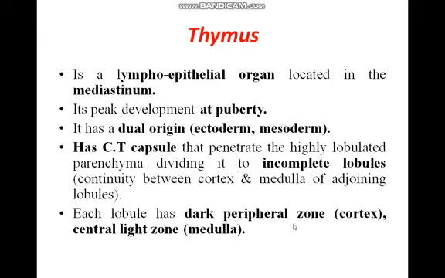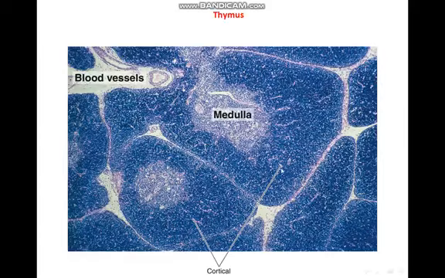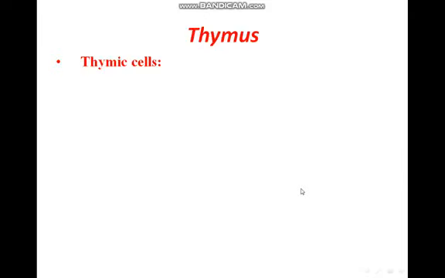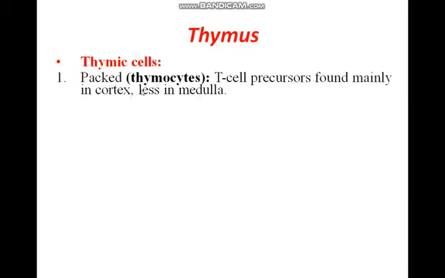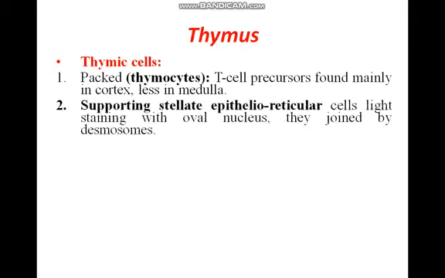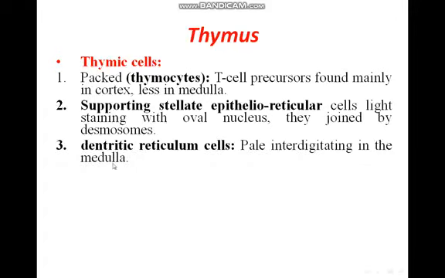Each lobe has a peripheral dark zone called the cortex and a central light area called the medulla. In this section, we can see the lobulation of the thymus tissue, and here we have the cortical region, the cortex, a dense region, and a lighter stained area, the medulla. The thymic cells: we have thymocytes, which are T cell precursors found mainly in the cortex and reduced in the medulla. In addition, we have supporting cells called stellate epithelio-reticular cells that support the thymic tissue and are joined by desmosomes. Also, we have dendritic reticulum cells found in the medulla.